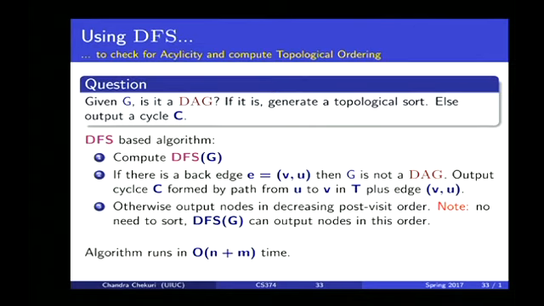Here is the algorithm. You compute the DFS, right? What does the DFS give you along with the tree? It gives you this numbering, right? Pre and post. If during DFS you ever discover a backward edge, you know that there is a cycle in the graph, and it means that the graph is not a DAG.